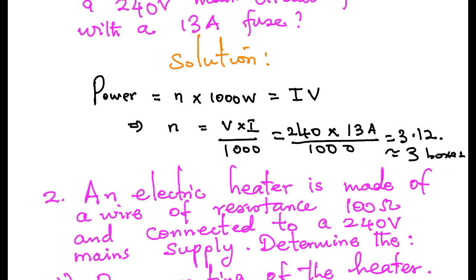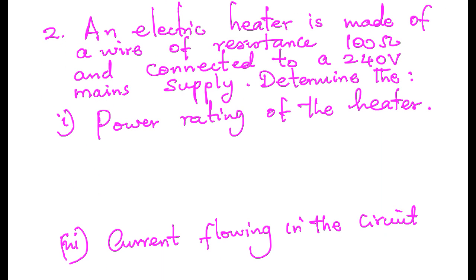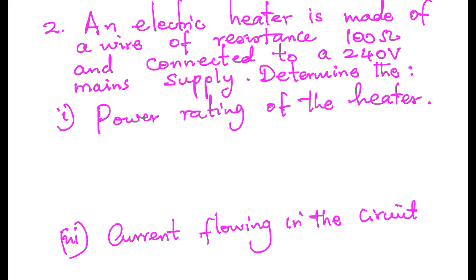The other question is, an electric heater is made of a wire of resistance 100 ohms and connected to a 240 volts mains supply. Determine the power rating of the heater.